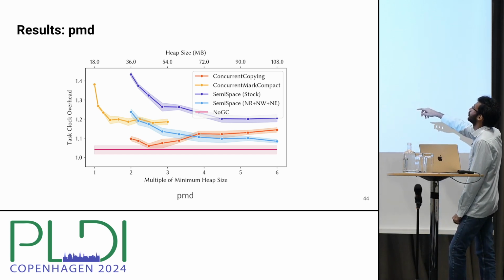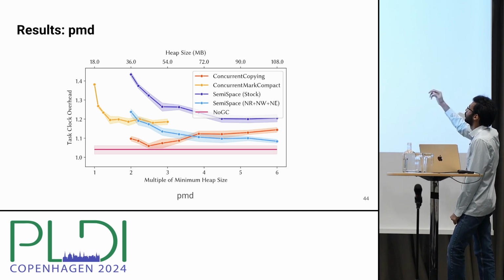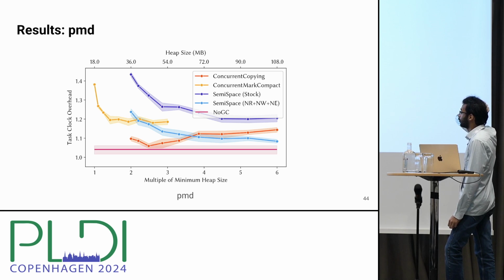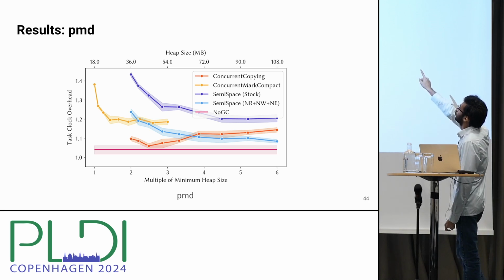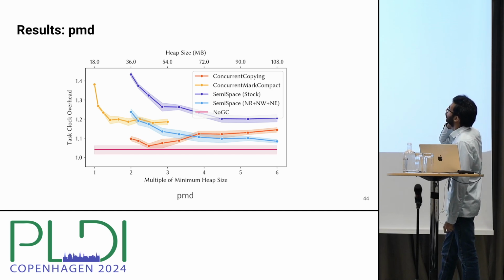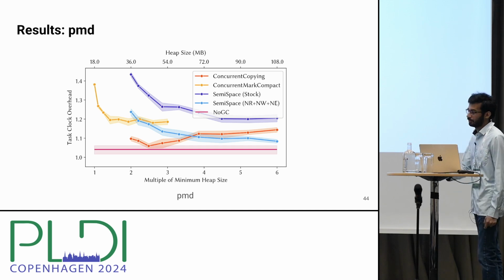This graph is actually quite interesting. As you can see, our optimized semi-space implementation in light blue performs much better than the stock one. What's also interesting is how the concurrent copying collector performs much better at smaller heap sizes than at larger ones. We find that this is because it actually reduces cache misses due to more frequent GCs for smaller heap sizes.